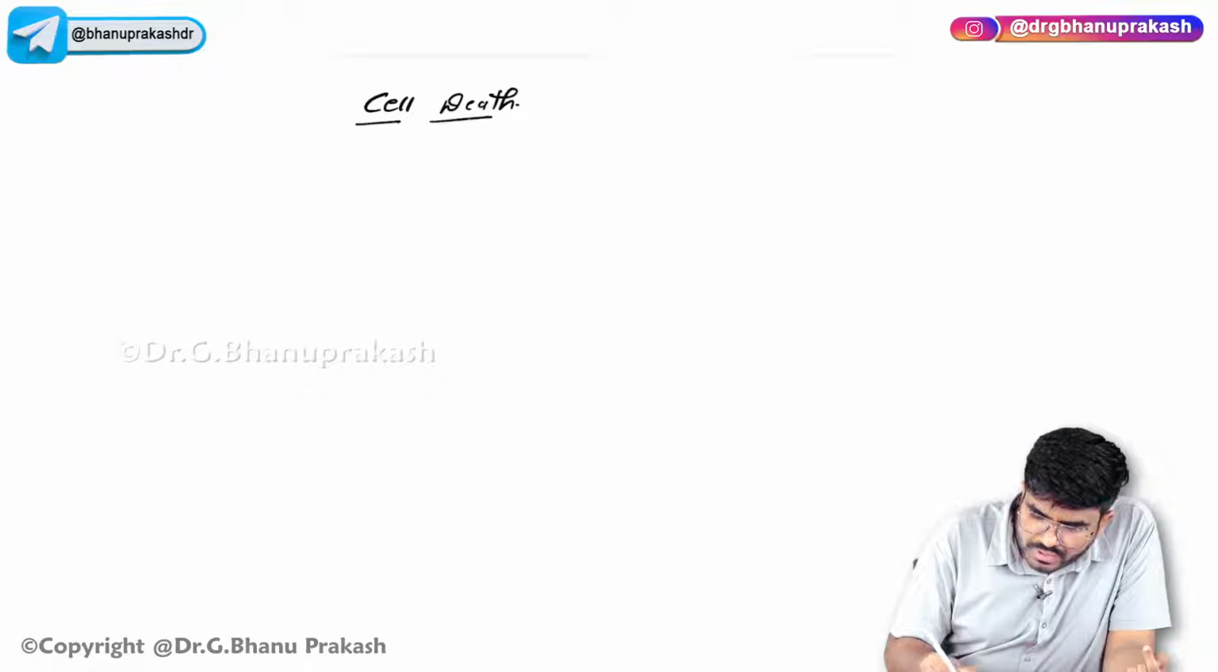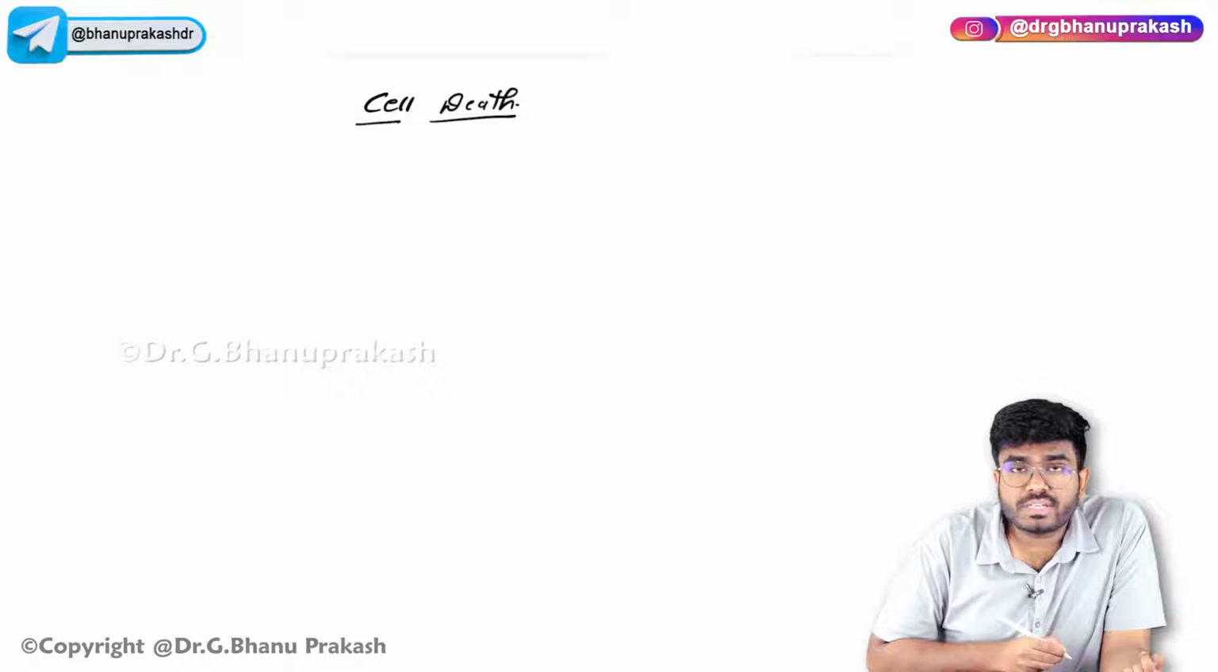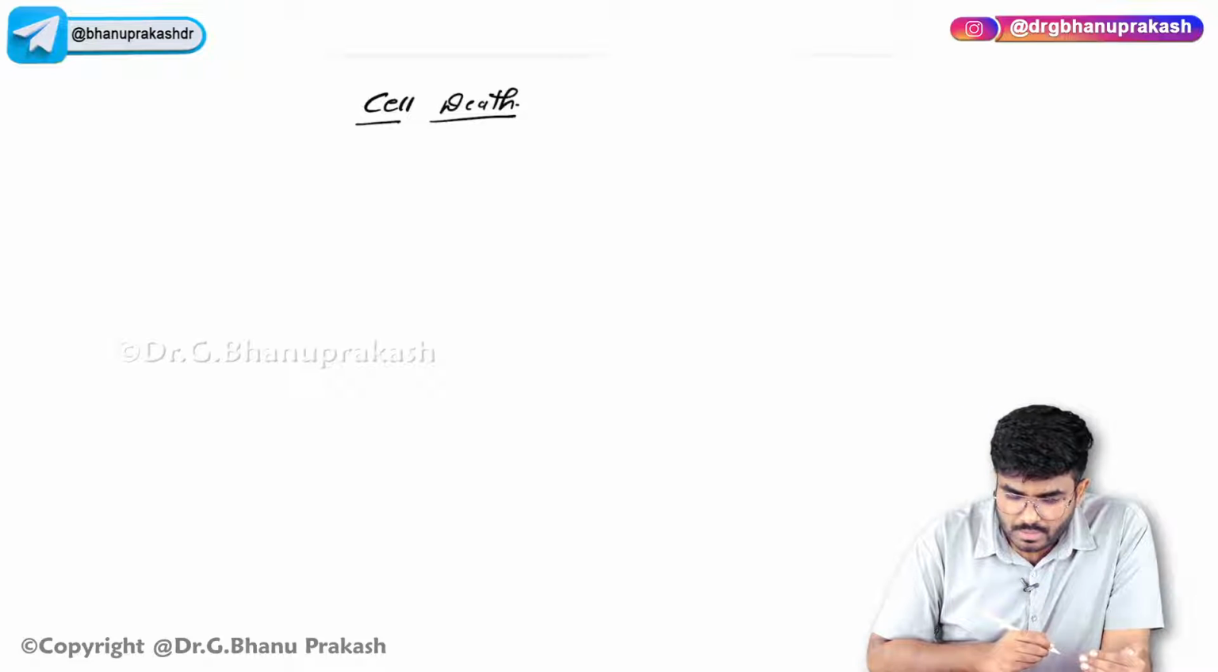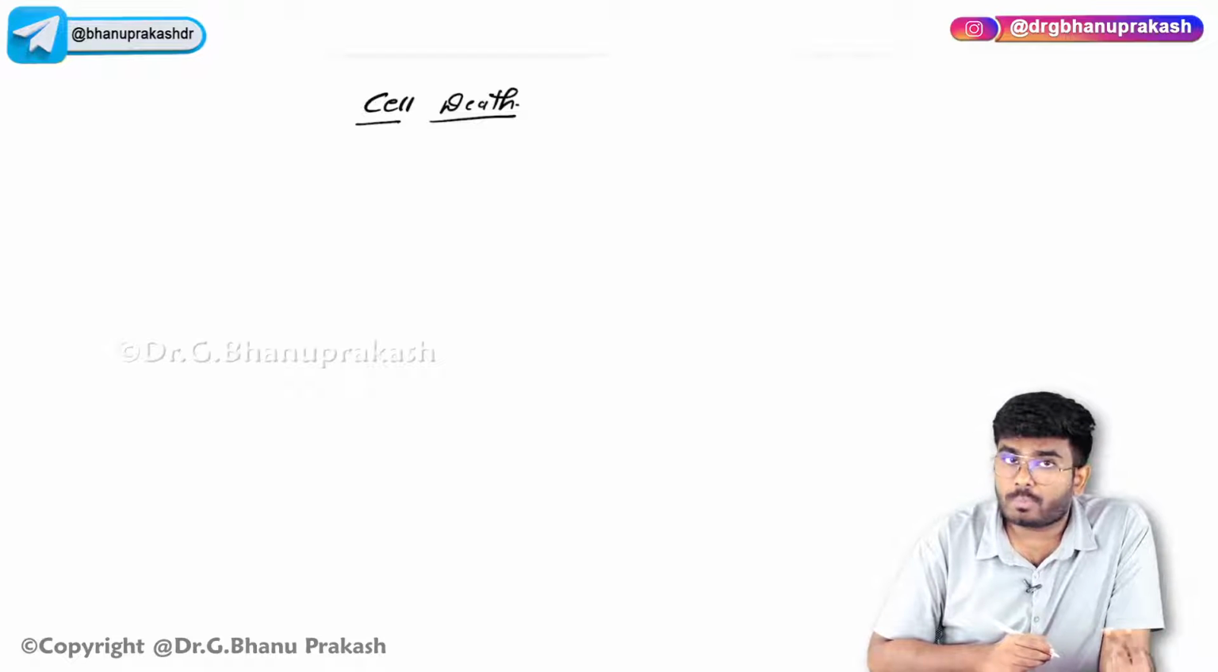Now, how many types of cell death have I explained to you? There are different types of cell death like fibrinoid necrosis, apoptosis, pyroptosis, necroptosis. I have explained four types. Now we have to see them in detail. Out of all the different types of cell death, the two major types are necrosis and apoptosis.